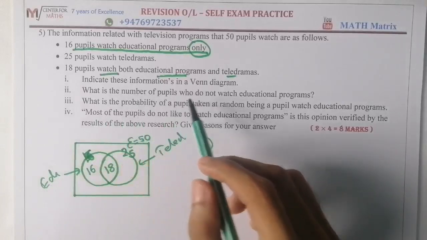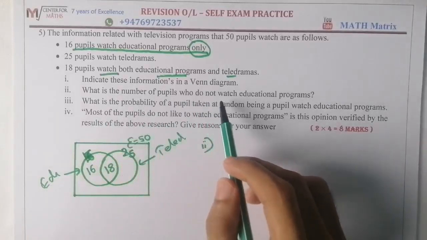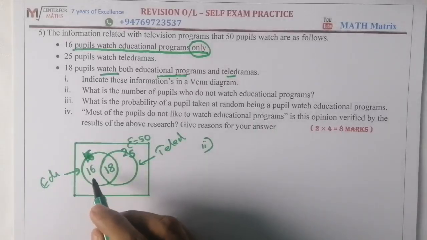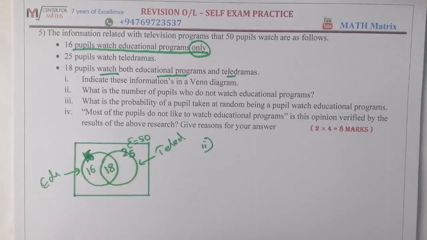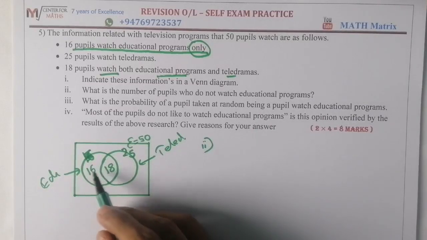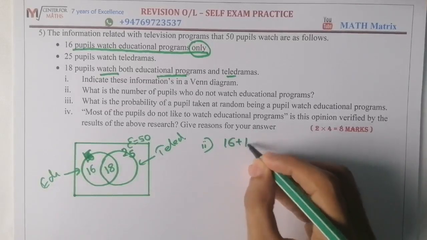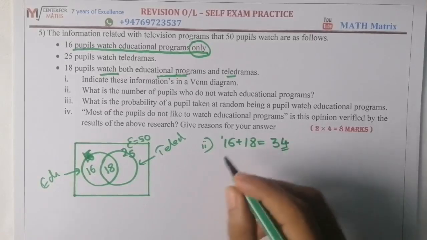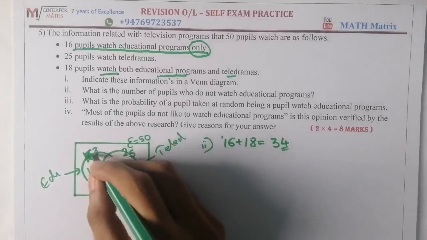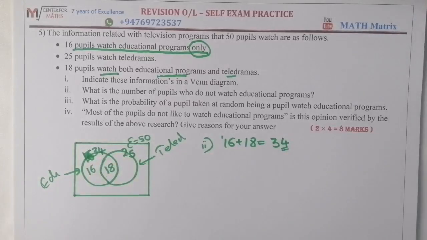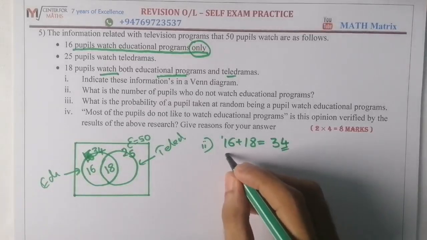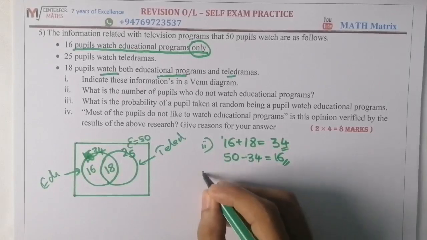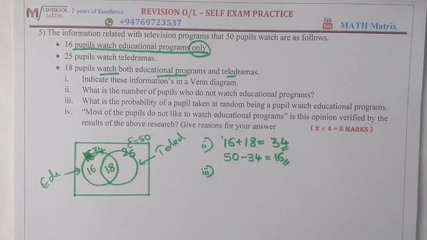What is the number of people who do not watch educational programs? So how to find that? First of all, we have to calculate how many of them are watching educational programs. So how to find that? 16 plus 18. The sum of 16 plus 18: 6 plus 8 is 14, 1 plus 1 is 2, plus 1 is 3, so 34. So the sum of those two is 34. So how many are watching educational programs? 34. So how many are not watching educational programs? Yes, we have to subtract this from 50. Then 50 minus 34 is 16. So that's the answer for the second one. Again, 2 marks for that.